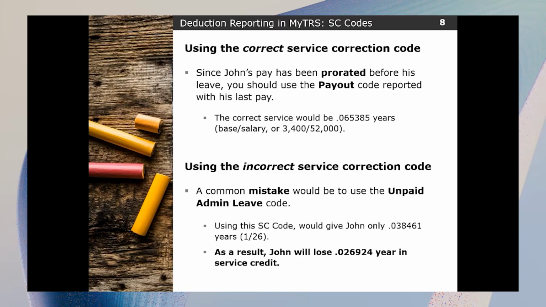A common mistake in this scenario would be somebody using the unpaid admin leave code. If you use the unpaid admin leave code here, John will only get 1/26 worth of credit, which is 0.038461, as we mentioned. So using that code, if it's not caught, he will actually lose 0.026924 worth of service credit. I know when you're seeing decimals and it's small like that, it doesn't seem like a lot, but when John is running his report or he goes to retire, he's going to find out that he has lost a little bit of credit. So it's important to know how to use those codes properly. And that's what we're going to talk about next.